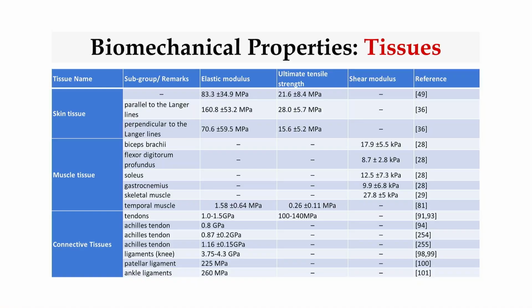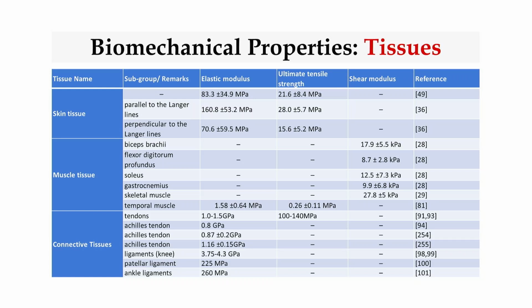Shear is nothing but when you pull something sideways, right? So that shear modulus sometimes becomes really important for peeling of skin, or cutting through the skin and things like that. The next is the tendons. Before that, the temporal muscle has been pretty well defined in terms of elastic modulus and ultimate tensile strength, but doesn't have any reported shear modulus, right?